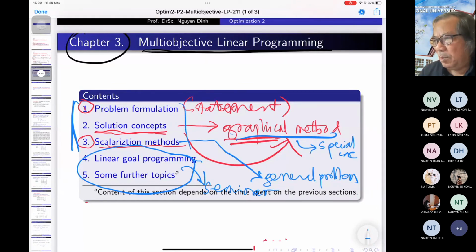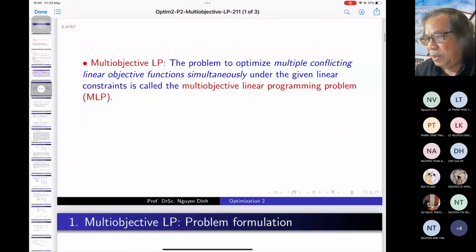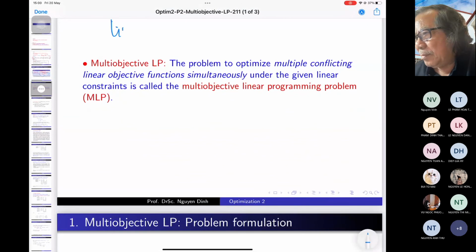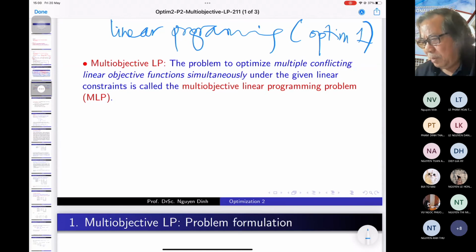So we start first with the problem formulation, or general statement. So what does it mean, multi-objective linear programming? Linear programming you studied in Optimization 1 already. Is that okay? Optimization 1, and of course guided by Professor Hai. Nguyễn Ngọc Hải.